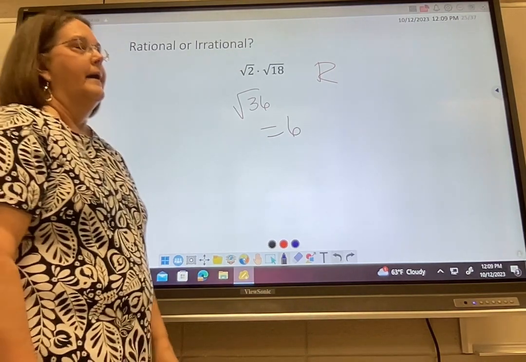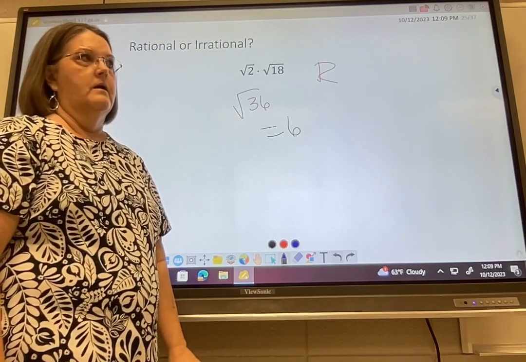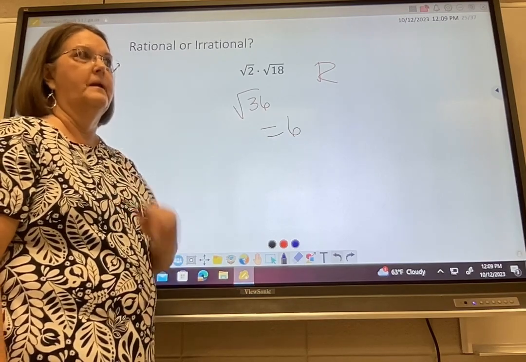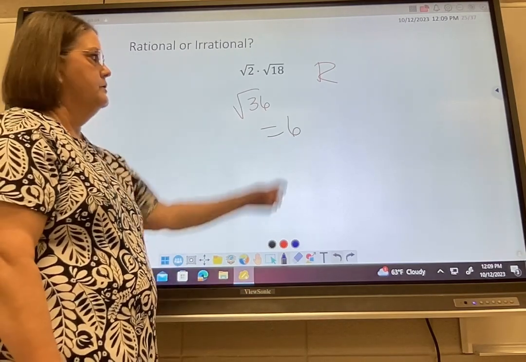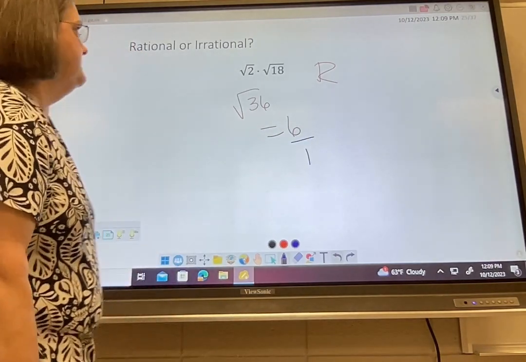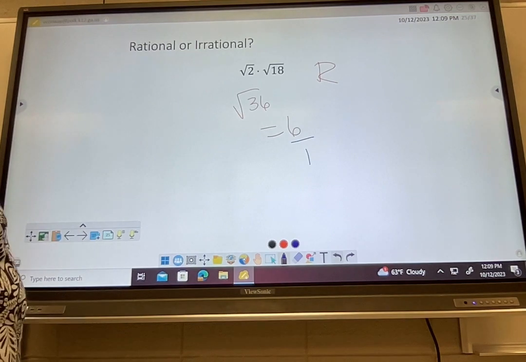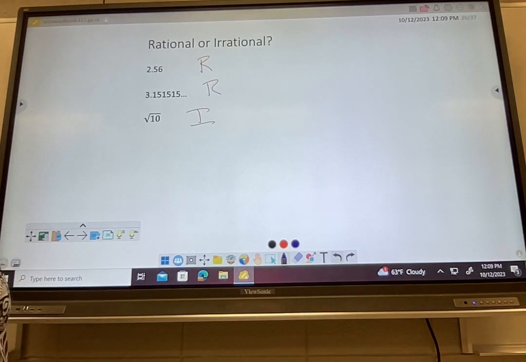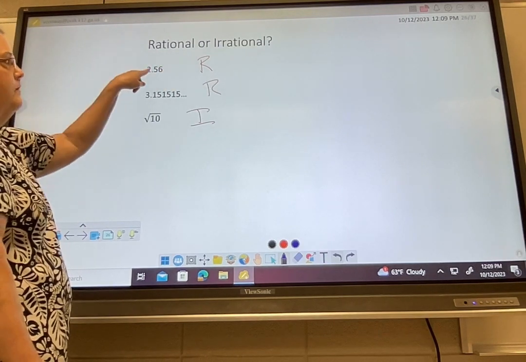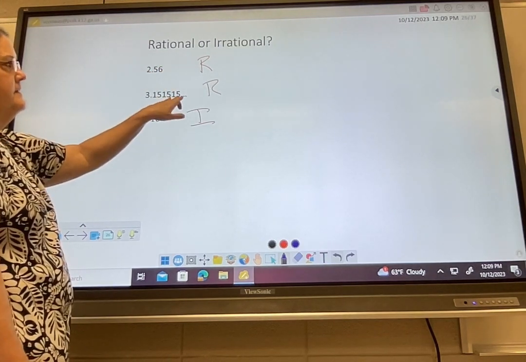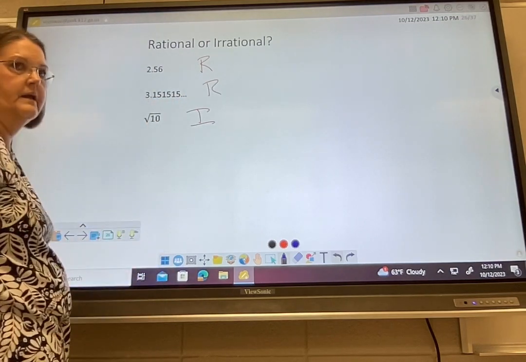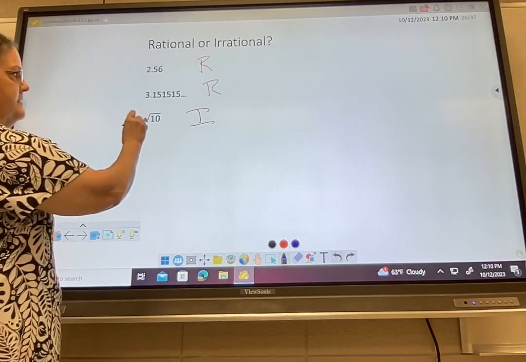rational numbers are anything that can be written as the ratio of 2 integers, meaning it can be written as a fraction. So you can put a 1 under this and you've got a fraction. So this is 6, it's rational. Is this rational or irrational? This is a terminating decimal, that is rational. I can write that as a fraction. This is a repeating decimal. See the 1, 5, 1, 5, 1, 5, that's repeating. It's rational. This is irrational.